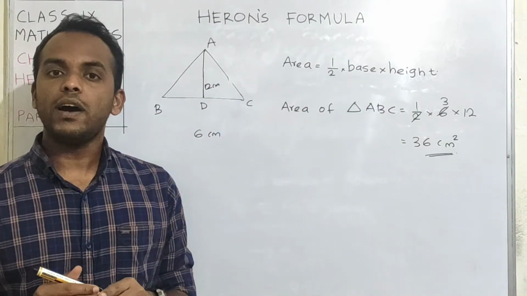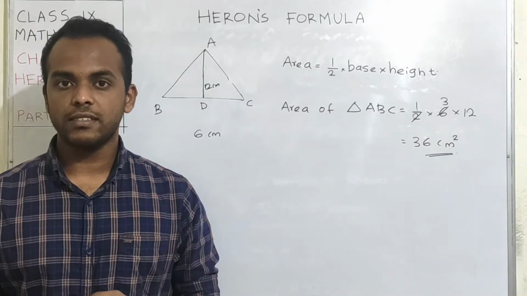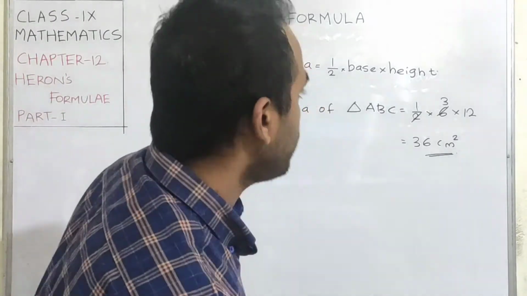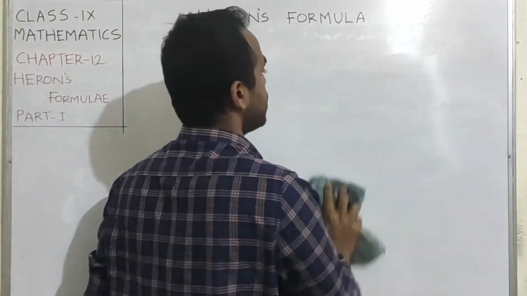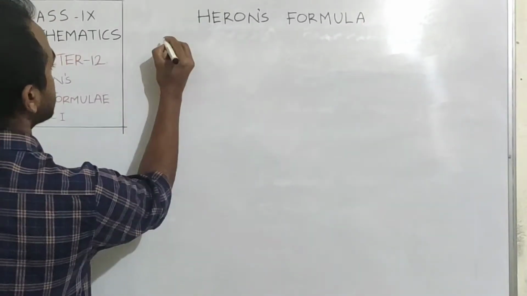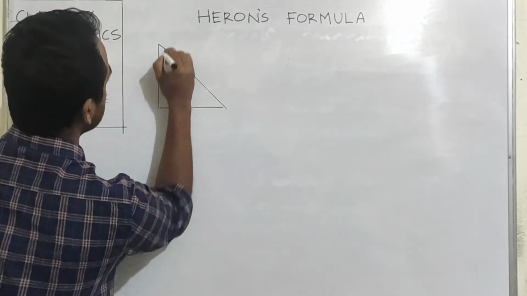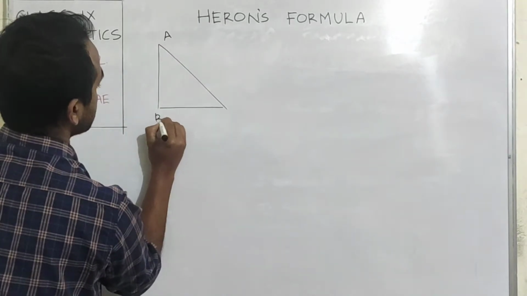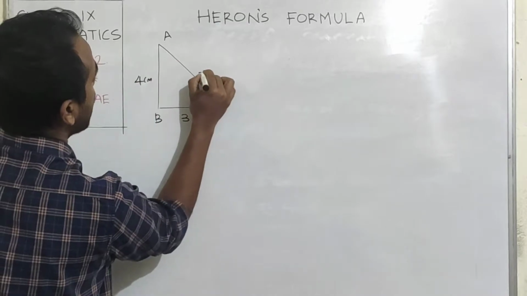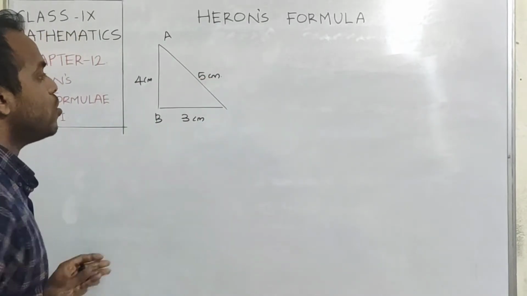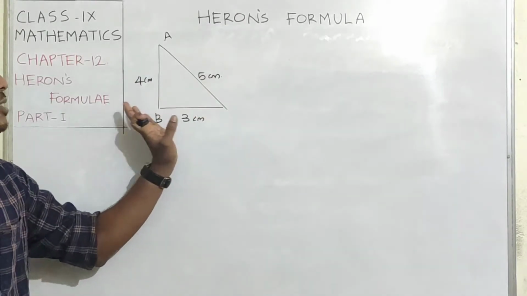But what if the height is not directly given to us? This equation will be very handy if we are given a right angle triangle. Suppose we have a right angle triangle with sides 3 centimeter, 4 centimeter and 5 centimeter. So this equation will be very helpful to find the areas of such triangles.